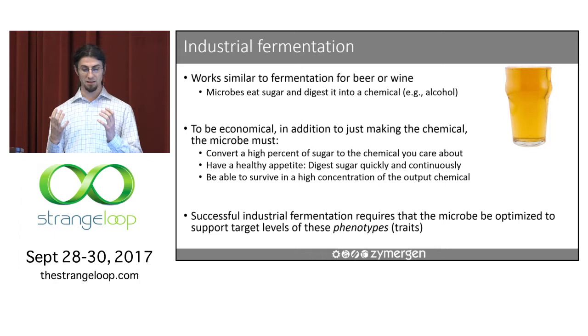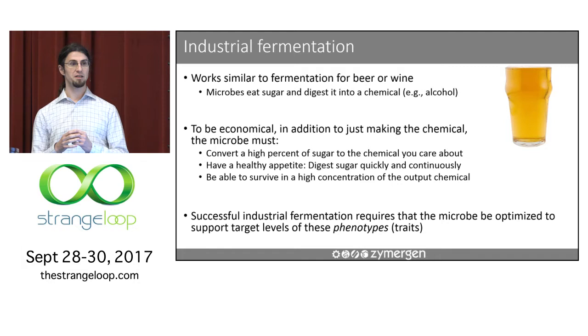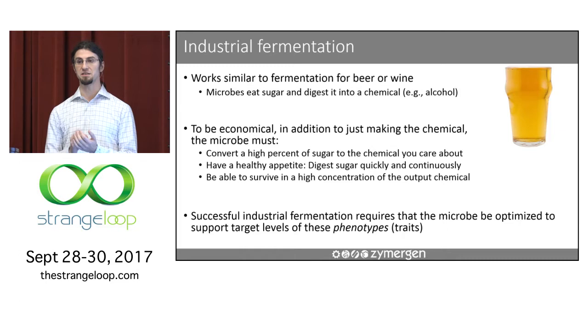And at that point, the economics of what you're making are very important. A lot of these chemicals are pure commodities, which means that they're sold with relatively low margins. So there are some economic factors about the microbe that have to be true beyond simply making some quantity of the chemical you care about. First, you have to convert a high percentage of the sugar into the target chemical and produce as little waste or other chemicals as possible, because that's wasted input and you're going to have to then spend more effort separating those chemicals out the other side.